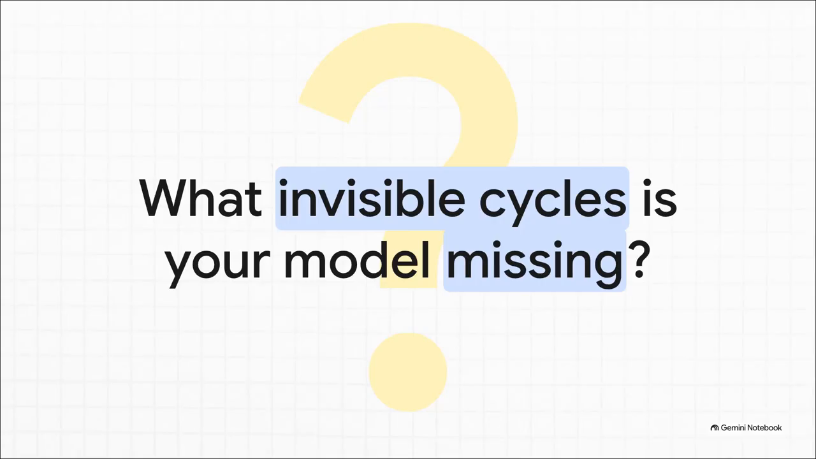So, as we wrap up this explainer, I want to leave you with a provocative thought. We've seen that traditional models chase the visible footprints of OHLC data, while the actual market engine runs on invisible behavioral cycles. If behavior truly precedes price, and your current AI or quantitative model is only analyzing the final candle structure, what invisible cycles is your model completely missing?